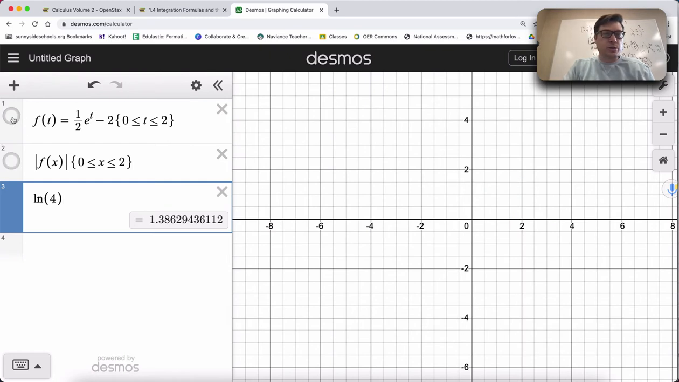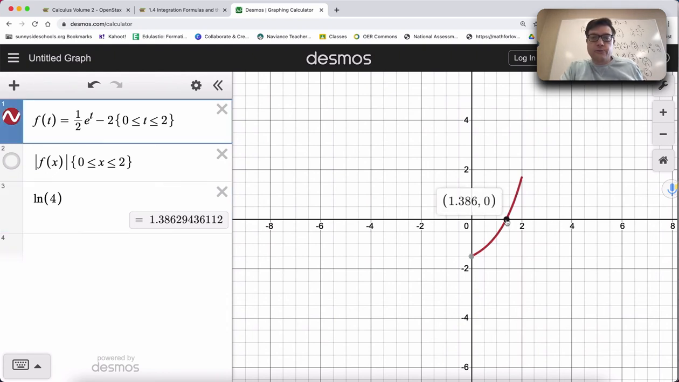Let's go back to the original function. For the section where the graph is negative, we want to calculate that area, but we're going to get a negative area. So you'll see me use a minus sign. I want to use the concept of a negative to flip that area back around. Here we go. I've got the integral. Okay, this negative area stops being negative at natural log of 4. So I'm going to integrate from 0 to the natural log of 4 of our function, 1/2 e to the t minus 2 dt.